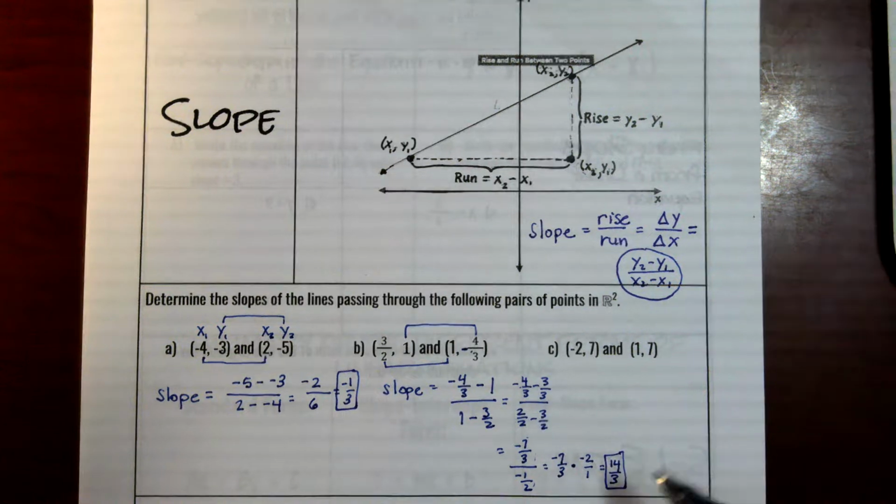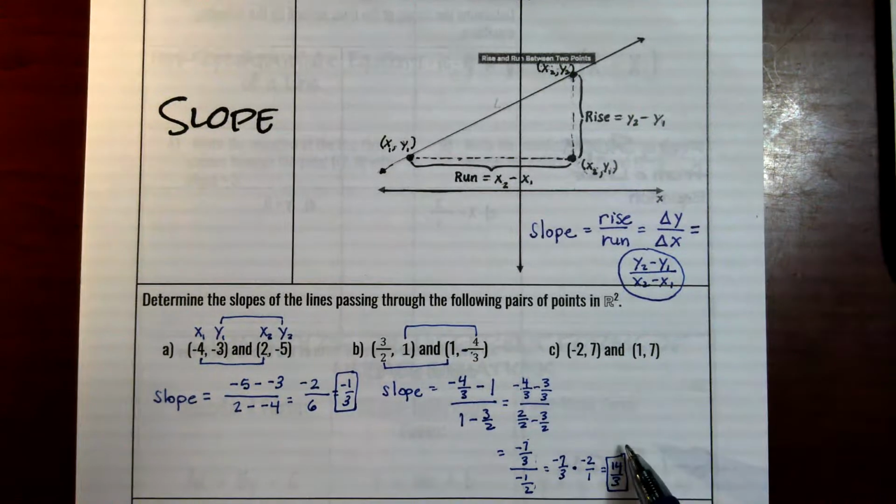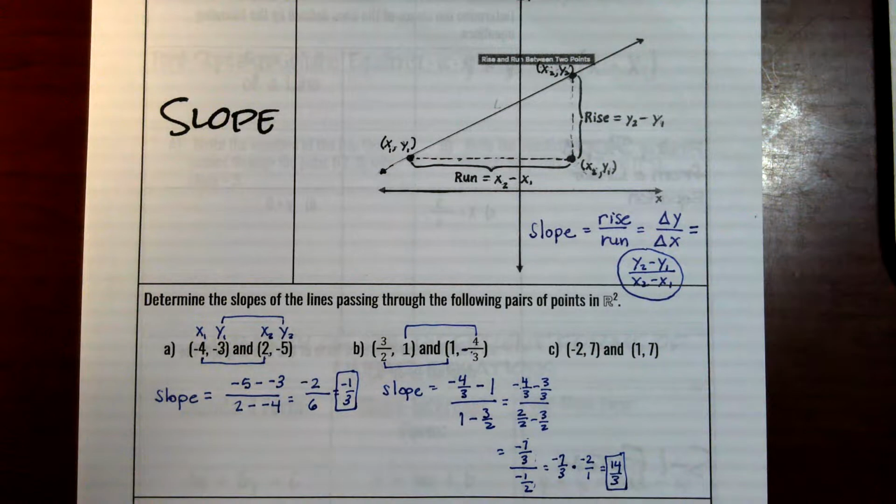All right, and so that means that the line is increasing. Every time x goes up 3, y increases by 14, so it's a pretty steep line.